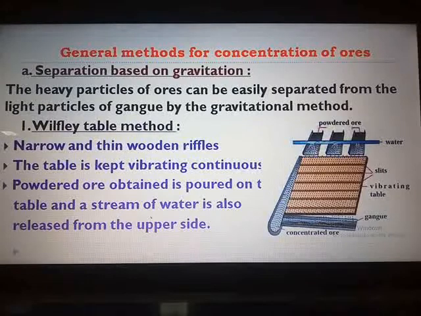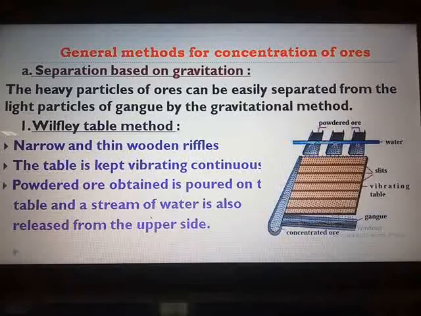So easily by this technique, the Wilfley table method, the lighter particles of gangue are separated, and whatever you require, that is the heavier metal particles, get collected in between the slits, blocked by the wooden riffles.